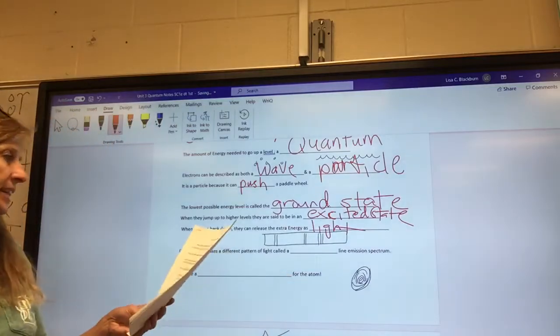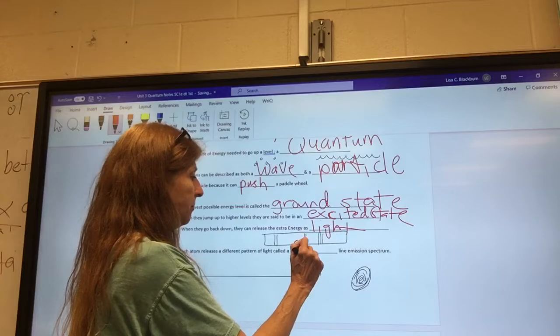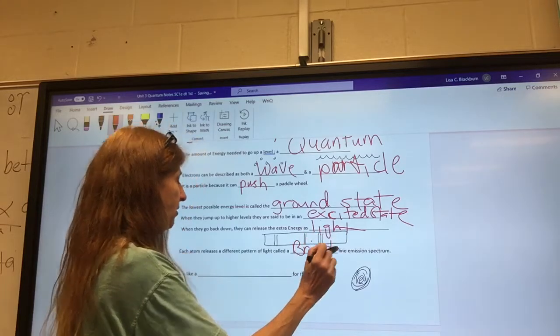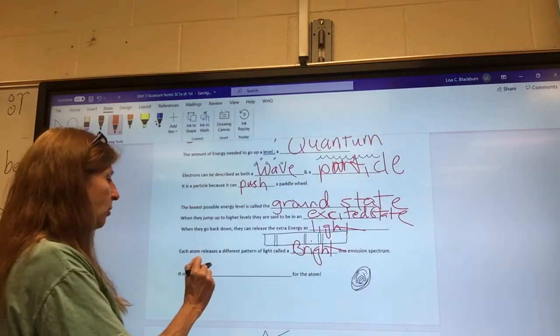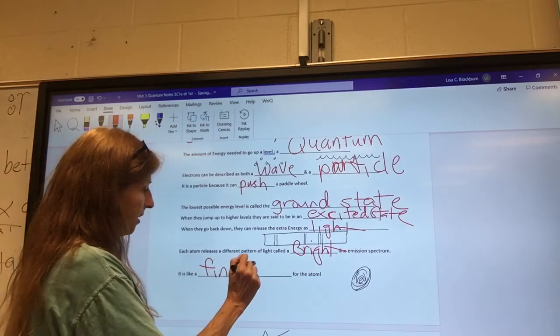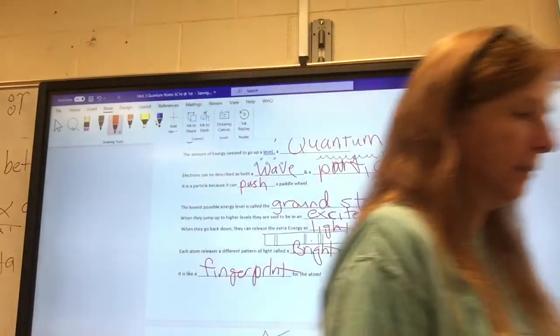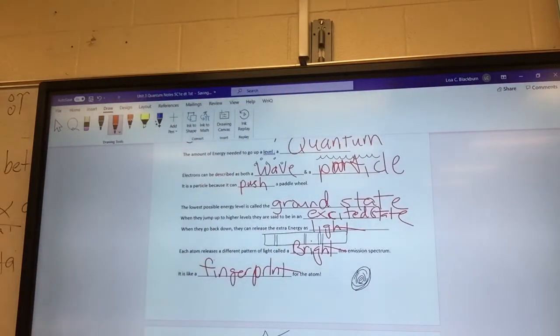Each atom releases a different pattern of light called a bright line emission spectrum. We already learned that in the other notes. It is like a fingerprint, a fingerprint for the atom. All right, that was good. Page 2 of the extra notes.